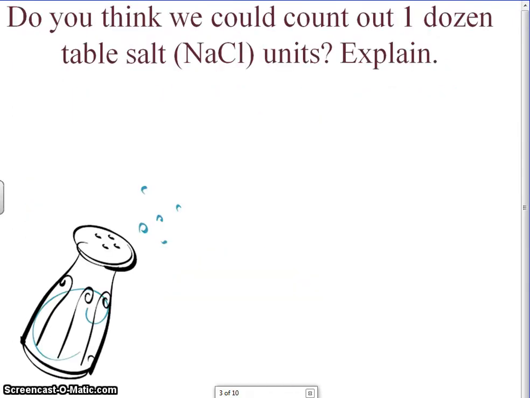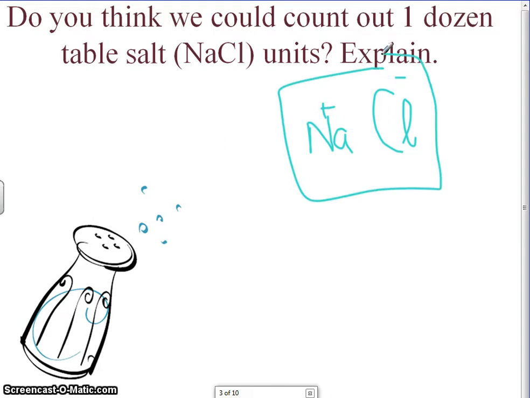So what we need to ask ourselves is, would we be able to count out 1 dozen table salt units? Now when referring to a unit of table salt, what we're talking about is the sodium cation and the chlorine anion. Okay. This ionic bond, this would be 1 unit of sodium chloride.